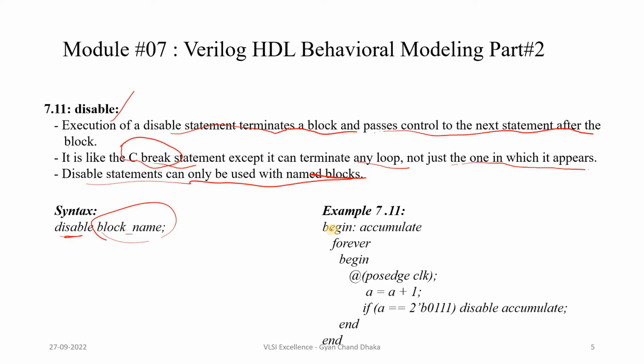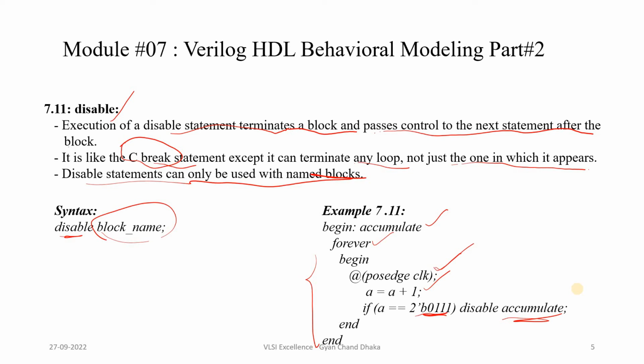Here we have a block which has the name accumulate, and the statements inside this block are: forever, at every positive edge of clock increment A by 1, and if A reaches 7, disable accumulate. So what this block does is, at every clock cycle it keeps incrementing variable A, and when the value of variable A reaches 7, it disables this block.